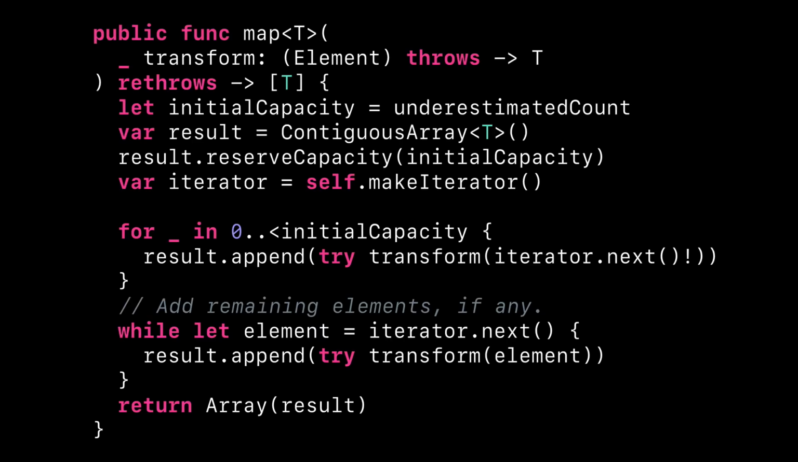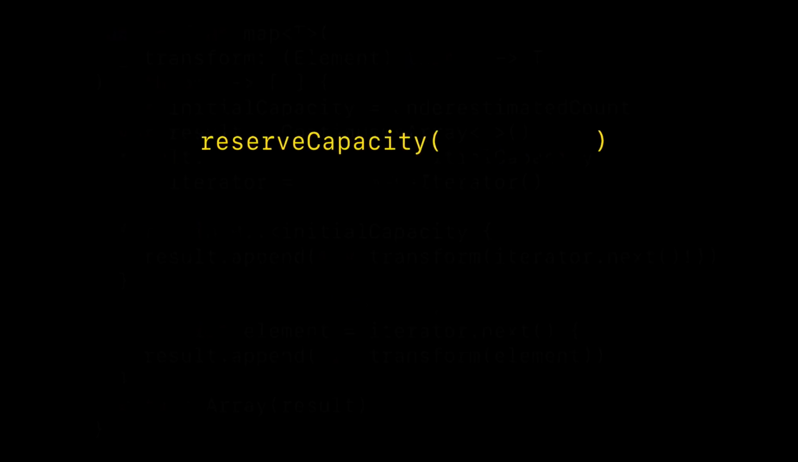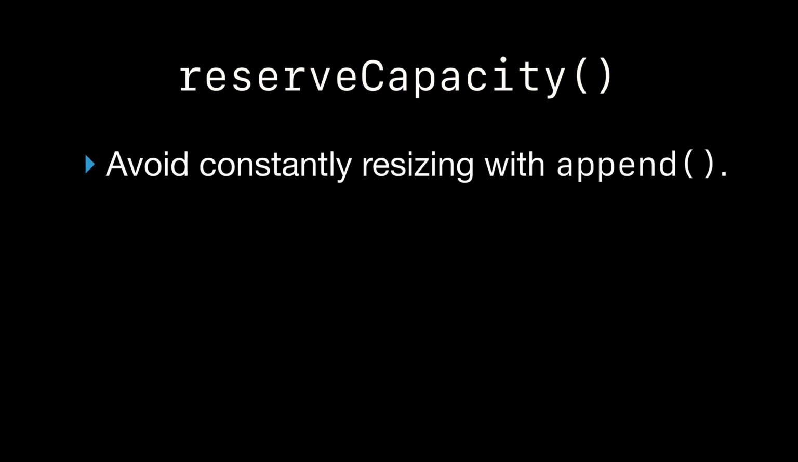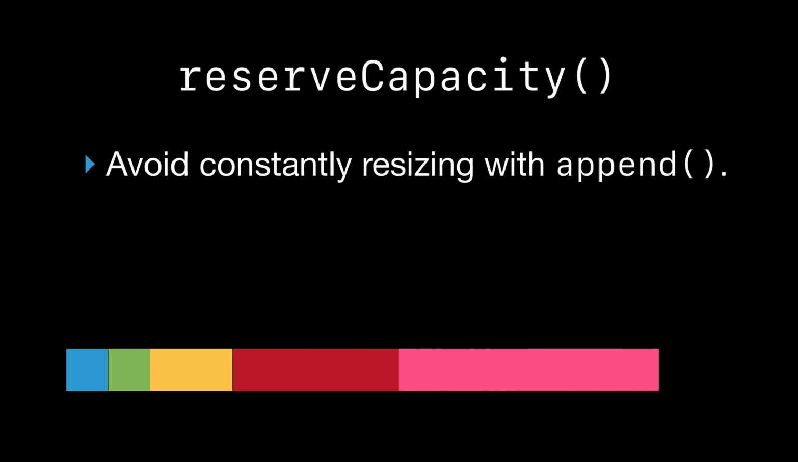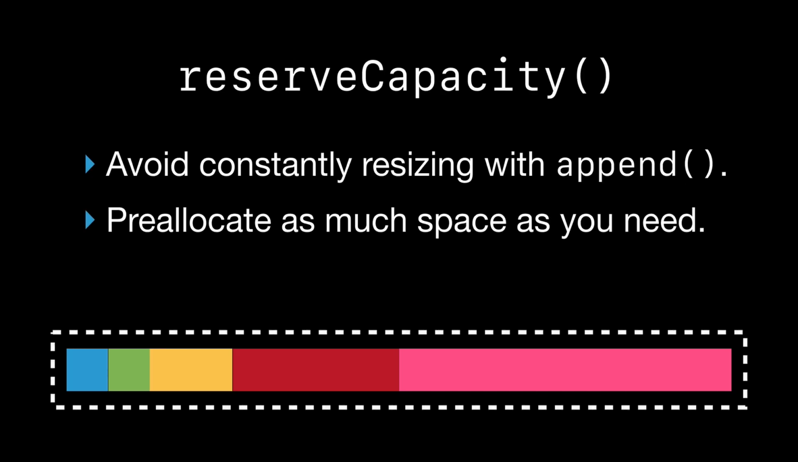But there's a second optimization here. This line here, reserve capacity. Before any work takes place, map tells Swift how much space it needs. This is really helpful. Calling this thing means you can avoid constantly resizing your array when you call append. If you have an array of one item and you expand it and expand it and expand it, it will basically double in size as it goes. And Swift will keep on copying each time it has to expand. It's slow. If you call reserve capacity, you can pre-allocate as much space as you need ahead of time.